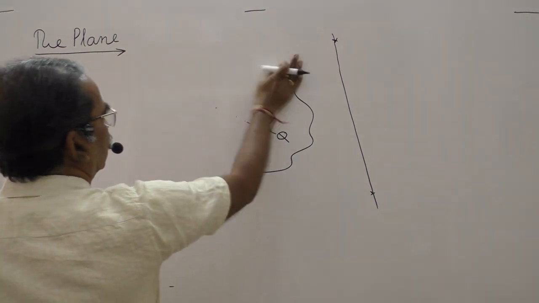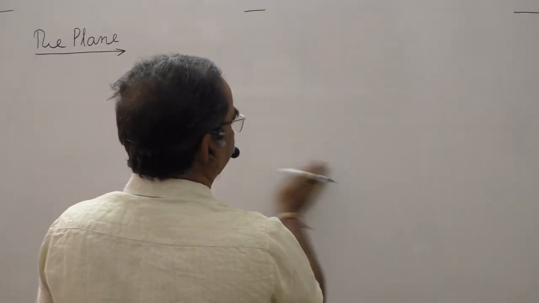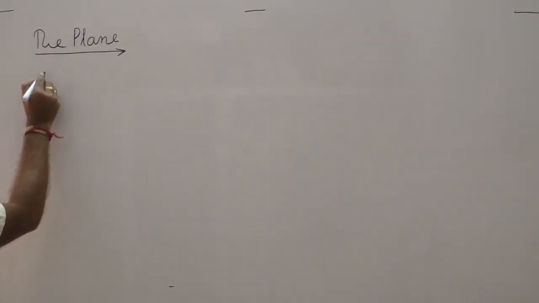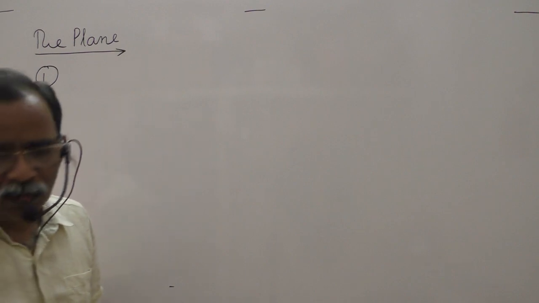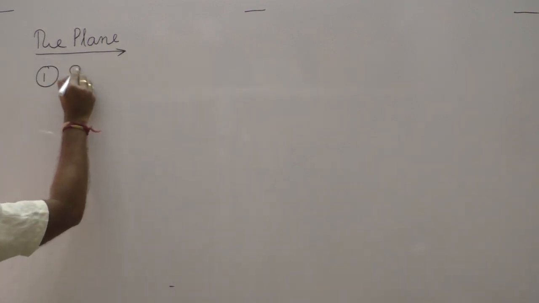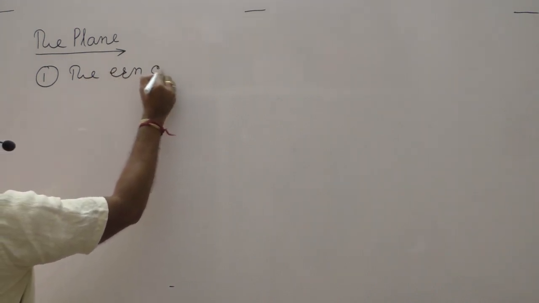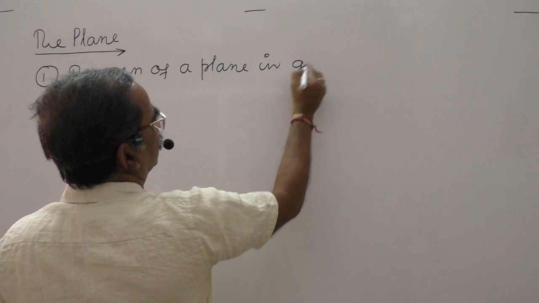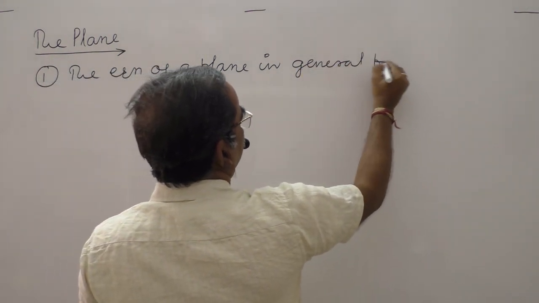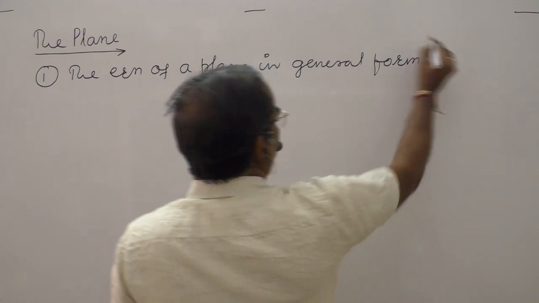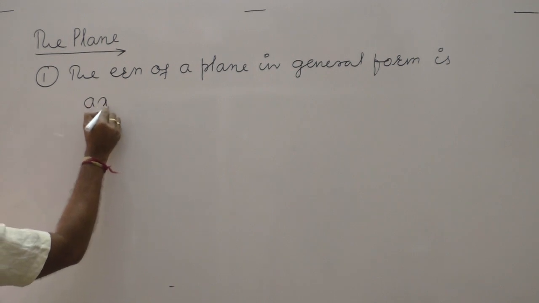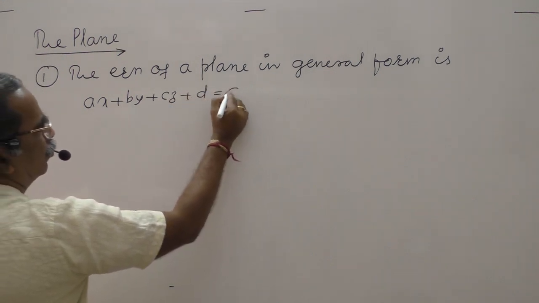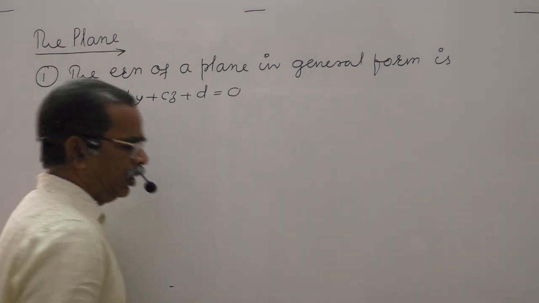Next, we will see the different formulae. We will discuss them point-wise. Number one, the equation of a plane. Listen carefully. The equation of a plane in general form is ax plus by plus cz plus d is equal to 0. What is this? The equation of a plane in general form.